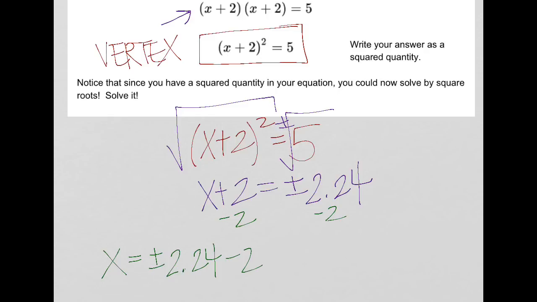So that means we have two situations here. We have a positive 2.24 minus 2, and then we also have negative 2.24 minus 2.